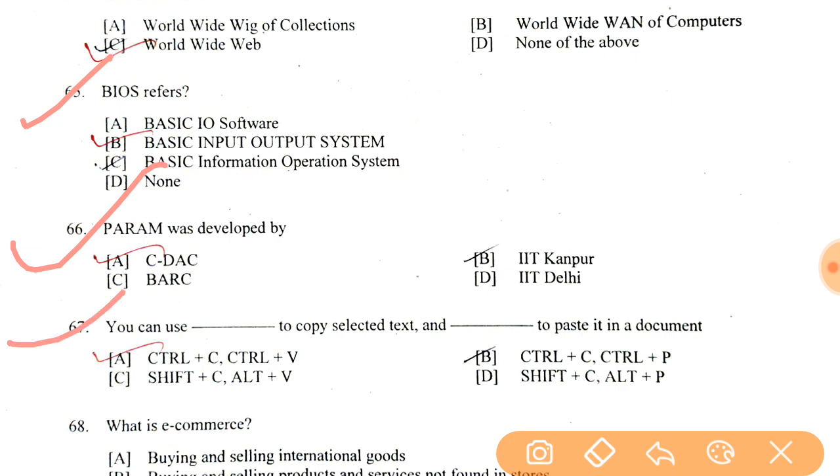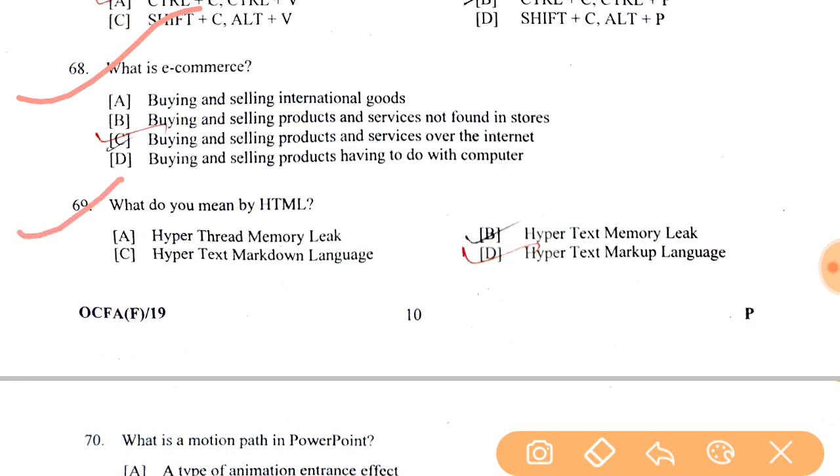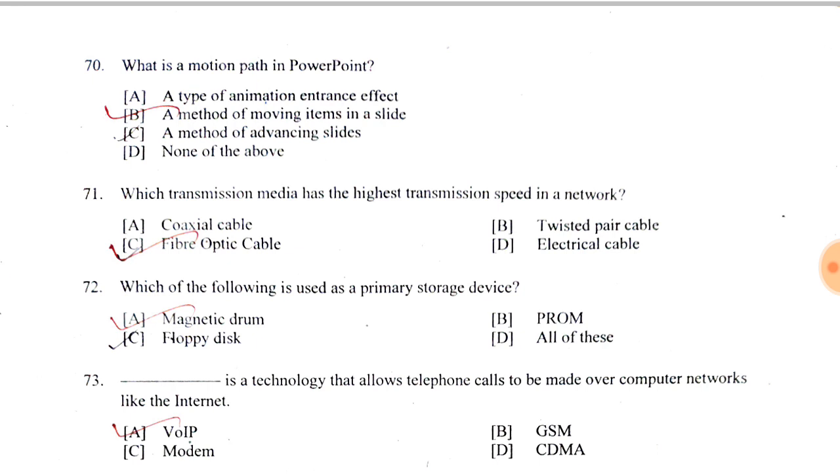Next question: you can use dash to copy selected text and dash to paste in a document. The answer is Control plus C and Control plus V. Question number 68: e-commerce means buying and selling products and services over the internet. Question number 69: HTML full form is hypertext markup language, the answer is D. Question number 70: what is the motion part of PowerPoint? A method of moving items in a slide.